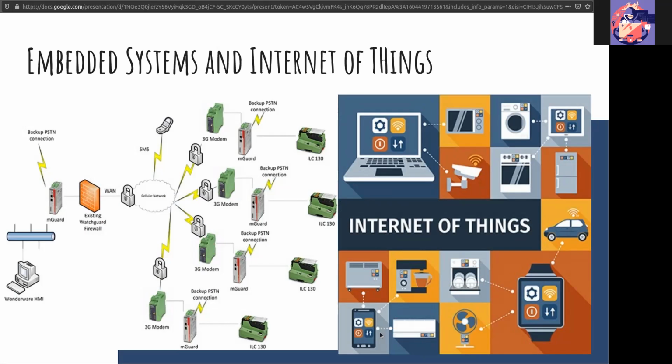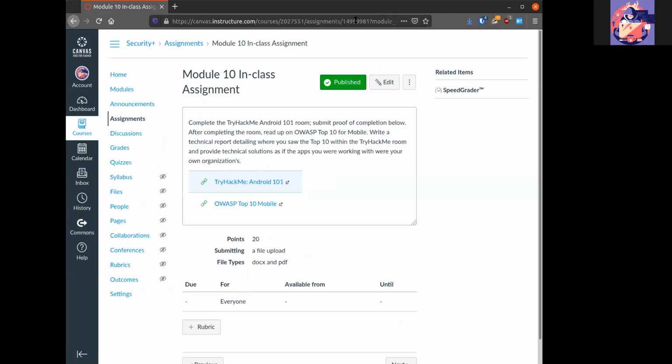Now, as always, you have some systems in TryHackMe to work on, and if it's not available, just find another one that's mobile. So find a TryHackMe room that is mobile related, like this Android 101, and then write a report. Now, when I say report, I don't mean a 10-page essay. I just mean you write what you found and how it ties with the OWASP top 10 for mobile.